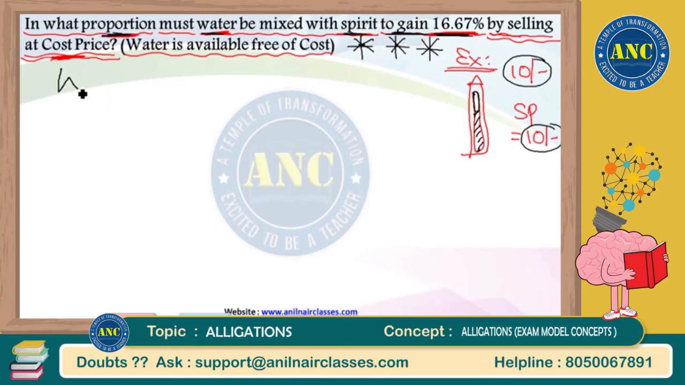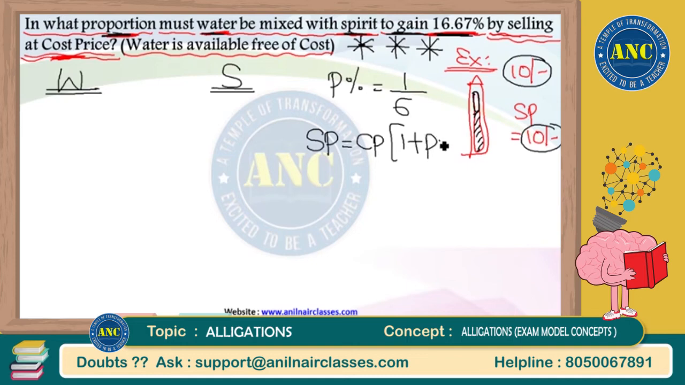Now see here, sir. First parameter is water. Second parameter is spirit. Profit percentage is given as 16.67%, which is nothing but 1/6, right? Which is nothing but 1/6. Now think logically, sir. Can I say that selling price is equal to cost price into 1 plus profit percentage?